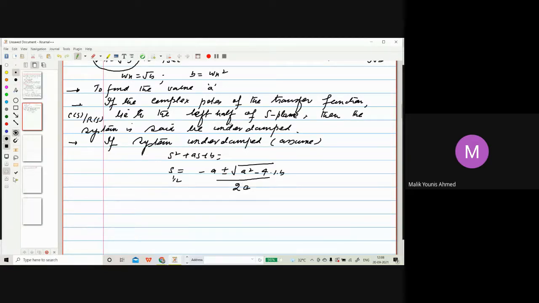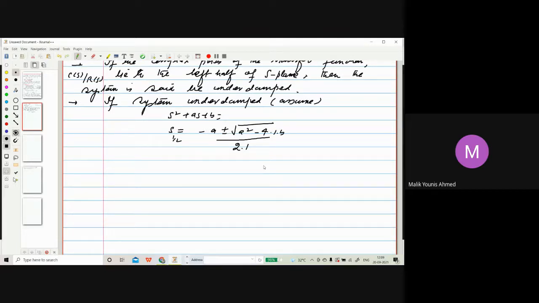Here a is 1, c is b, and 2a is 2 into 1. So you can see, if your system is an underdamped system, then the roots are minus a plus minus under root of a square minus 4b, divided by 2.